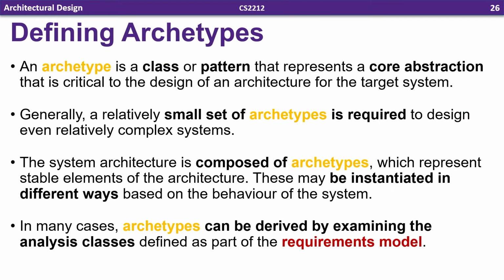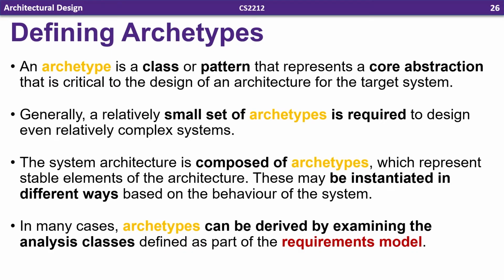Now that we have covered context, let's get back to archetypes. An archetype is a generic model of some important component in the system. This might be represented as a class or pattern that is a core abstraction that's critical to the design of the system architecture. For example, in that SafeHome case, we might have an archetype named detector that is an abstraction that encompasses all sensing equipment, such as door sensors, motion sensors, temperature sensors, and so on.